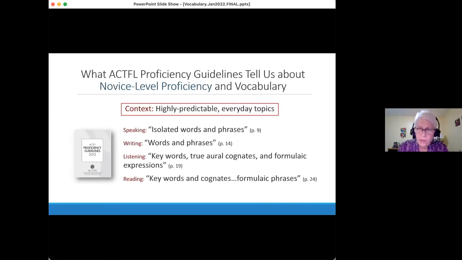And what vocabulary can we expect our students to be able to express and understand? The proficiency guidelines tell us that as well. From speaking, isolated words and phrases. Writing, words and phrases. Listening, keywords, true oral cognates, and formulaic expressions. And in reading, novice learners can understand keywords and cognates, formulaic phrases.